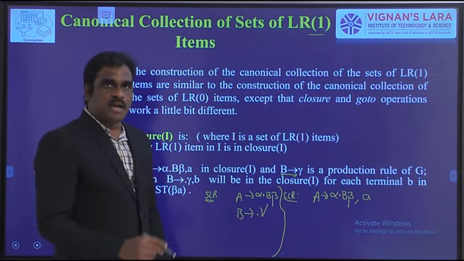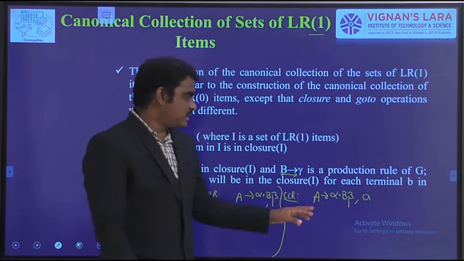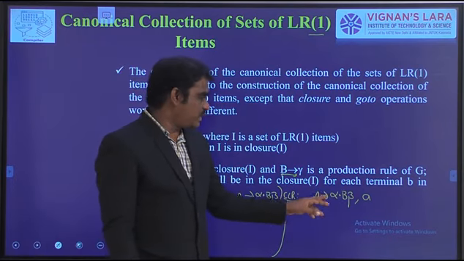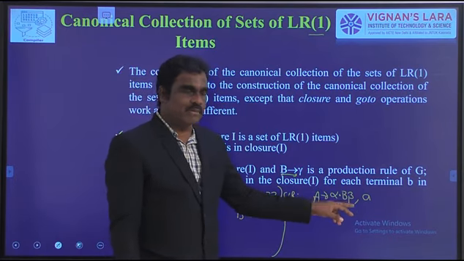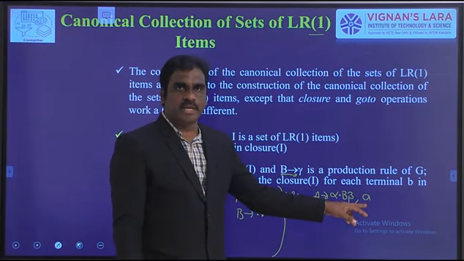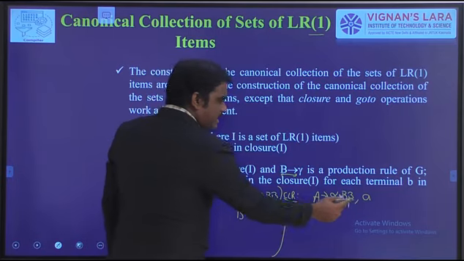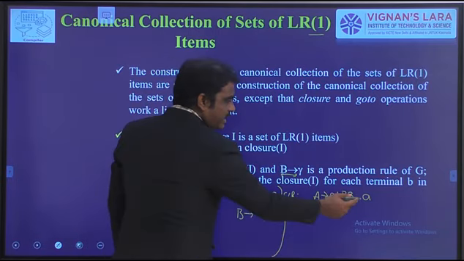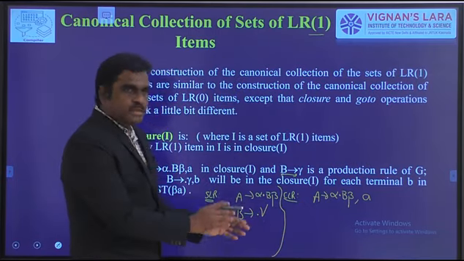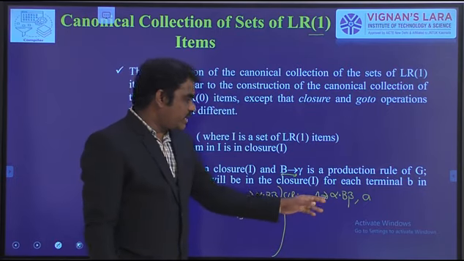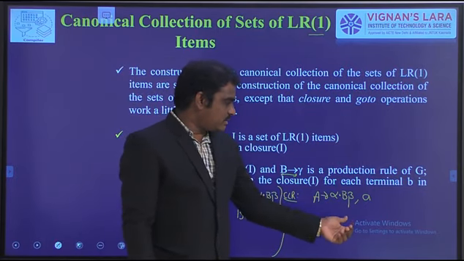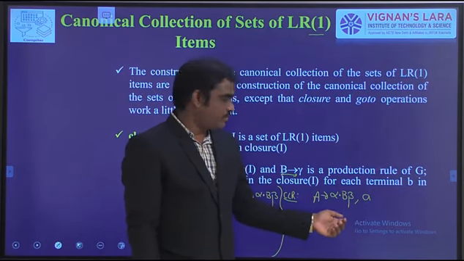In CLR, after performing the go to operation, the result is like this: A → alpha dot B beta, comma, the second component is the lookahead symbol a. Now the difference is a. So here without a, here with a. The procedure is the same. So here again you have to check it. Again the result has two components.